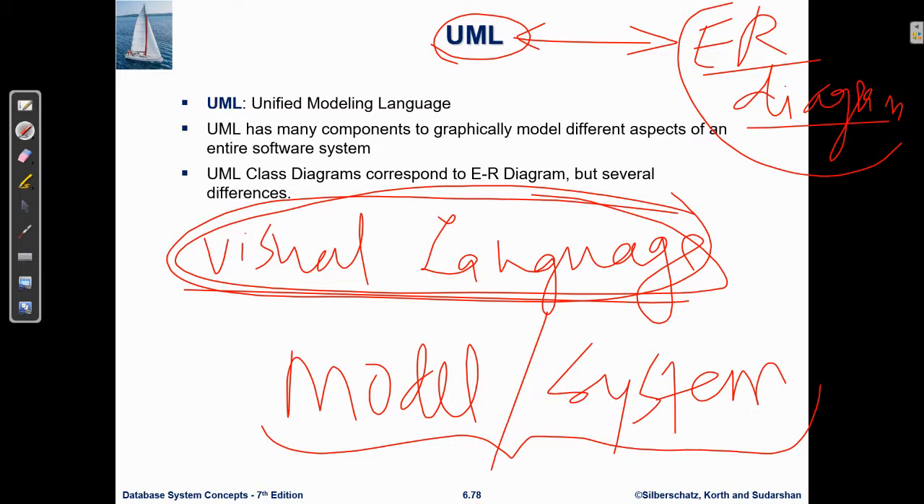Similarly, UML also gives us the visual understanding or representation of the system, of the software. You can also use the word software. You can say model, you can say system, or you can say software. So the description of the software, the model, or the system can be depicted by using visuals, or by using a representation.